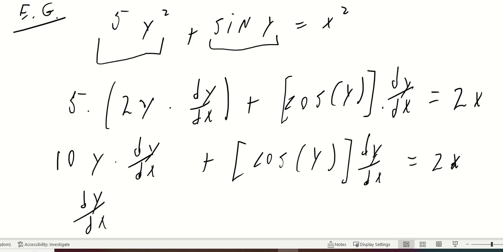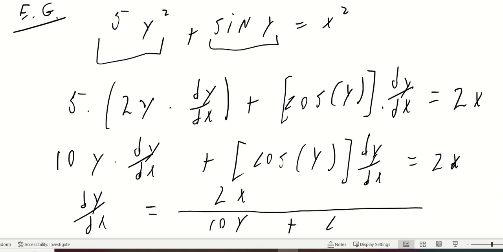So dy/dx is a factor here and a factor here, so we can just say that dy/dx is equal to 2x all over 10y plus the cosine of y. And we have solved for the derivative of this expression implicitly. So I hope that helps. Best of luck with your implicit differentiation examples.